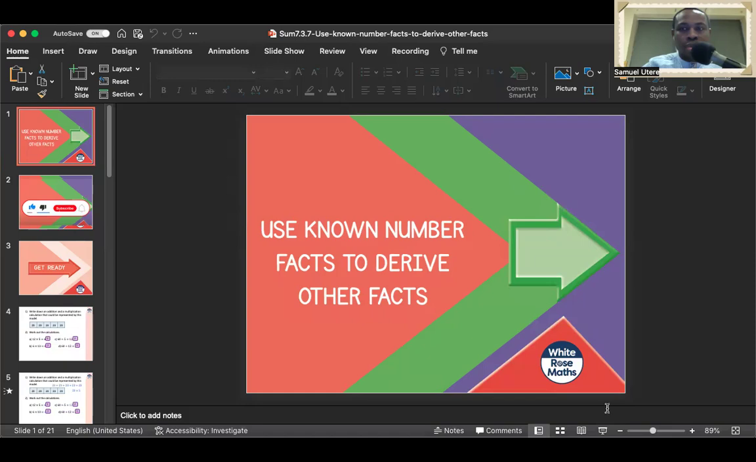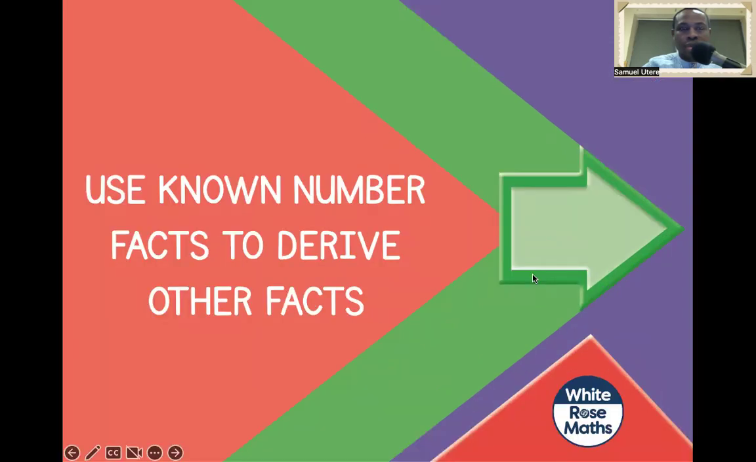Welcome to Block 3, Developing Number Sense, Lesson 7. I'll share my screen. So, in your previous lesson, you learned how to use estimation to check your calculations. In today's lesson, you're going to learn how to use known number facts to derive other number facts.